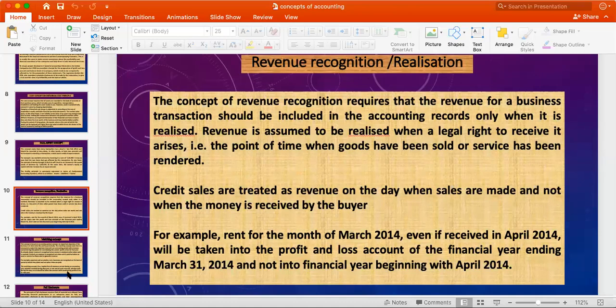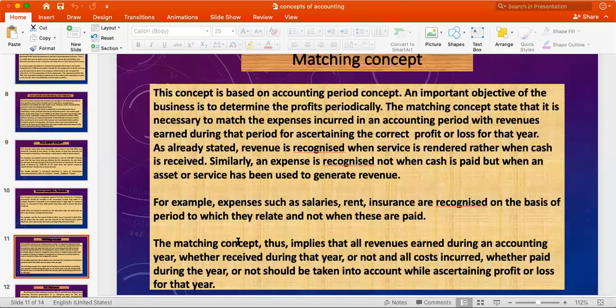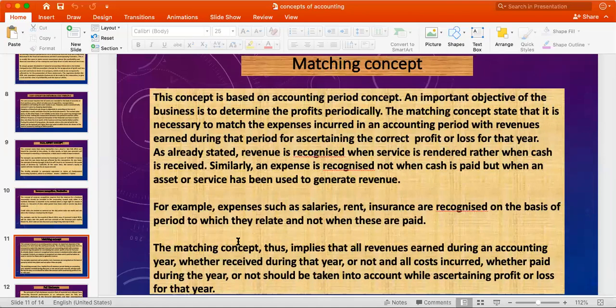Okay, so next slide, matching concept. Again, this is related with the dual concept, as I told you that there are two effects, and it is similar to that. And again, the second most important part of preparing financial records or showing the transaction in books is the matching concept. It should always match. Now, what we have to match is generally we always match the expenses with the income. Then only you will be able to find out the profit.